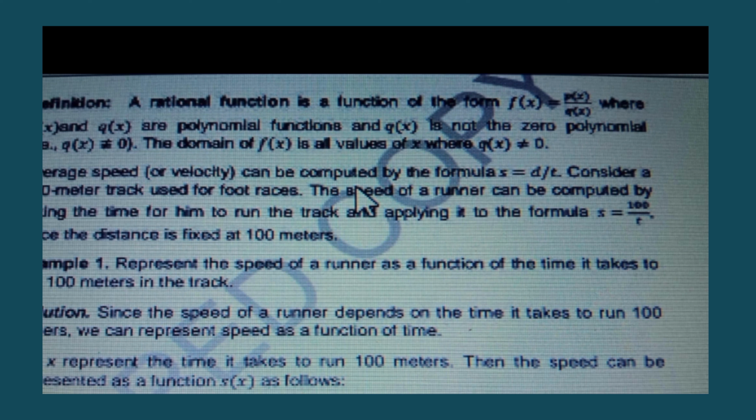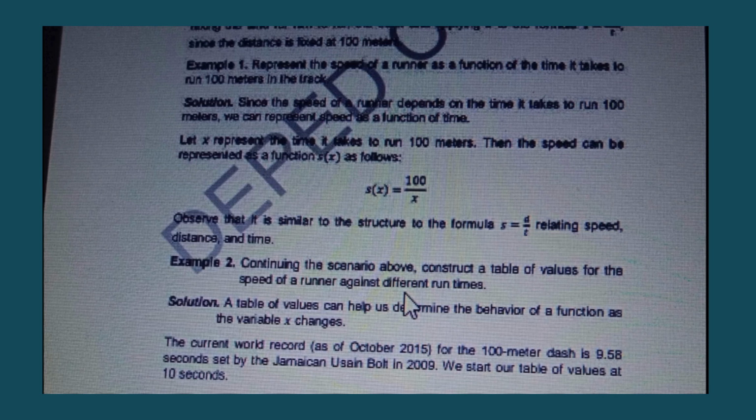Example 1. Represent the speed of a runner as a function of the time it takes to run 100 meters in the track. Solution. Since the speed of a runner depends on the time it takes to run 100 meters, we can represent speed as a function of time. Let x represent the time it takes to run 100 meters, then the speed can be represented as a function of x as follows. S(x) equals 100 over x.